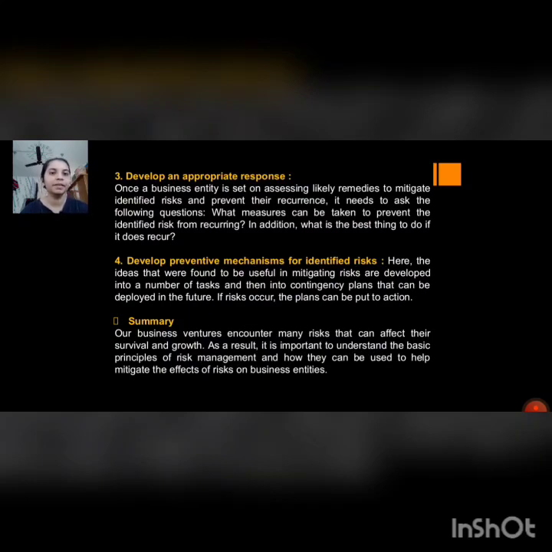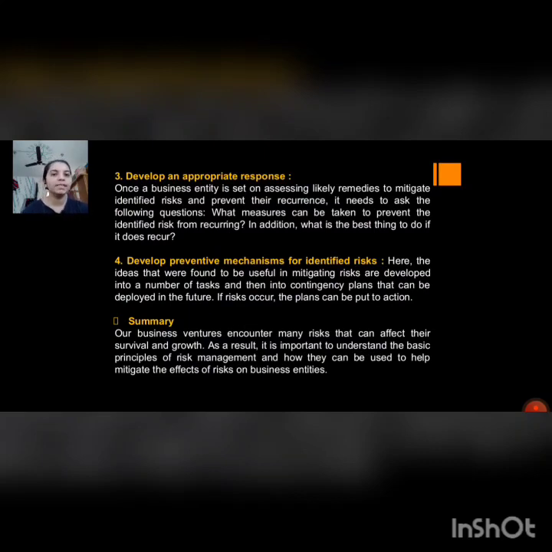Develop preventive mechanisms for identified risks. Here, the ideas that were found to be useful in mitigating risk are developed into a number of tasks and then into contingency plans that can be deployed in the future. If risks occur, the plan can be put into action.